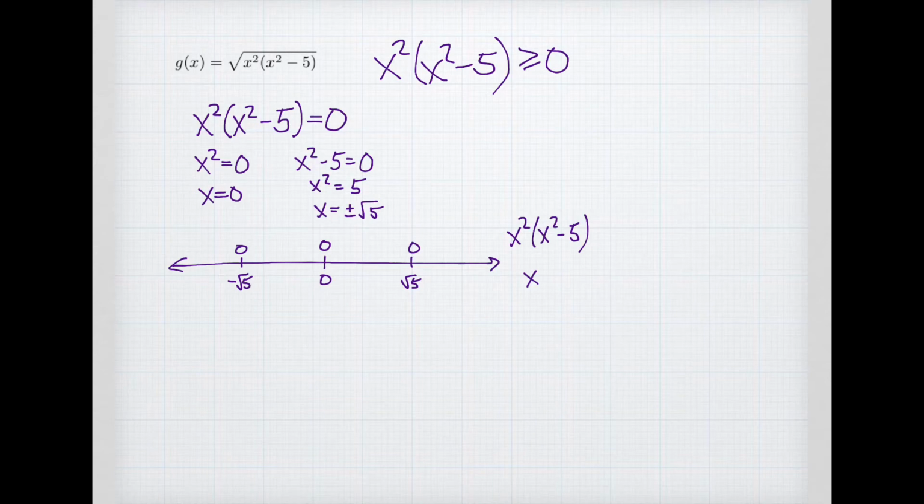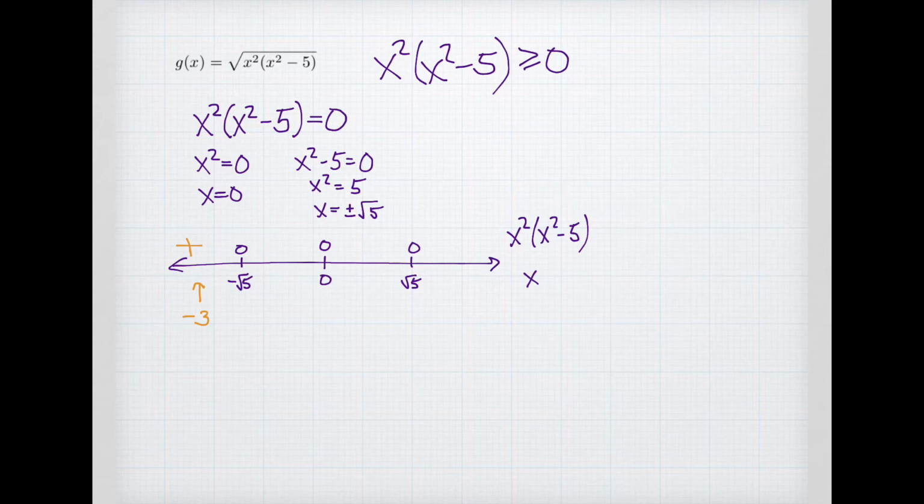Well, with those 3 points, I can now do my sign analysis. I'm going to pick values in each interval. I'll substitute them into the formula and see what sign I get out. So, for example, square root of 5 is between 2 and 3. So if I pick negative 3 and substitute it in, negative 3 squared is 9, positive, times 9 minus 5, which is positive. And so I get a positive value on that interval.